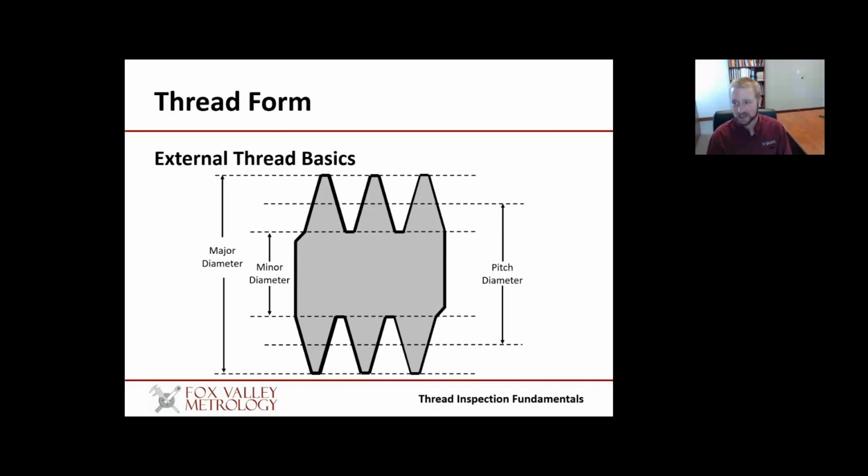And then finally, we've got the pitch diameter. This is the distance between a line that splits the crest and the root on either side of the thread form. The pitch diameter controls how tight of a fit there is between the two mating components.